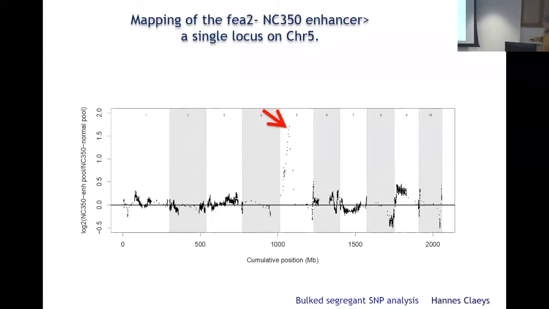Okay. So we map this. This was originally really difficult to map because there's a lot of things segregating here, and it's probably not just one major locus, but we do several back crosses and then make an F2, and we found a major locus on chromosome 5 that maps to this trait.